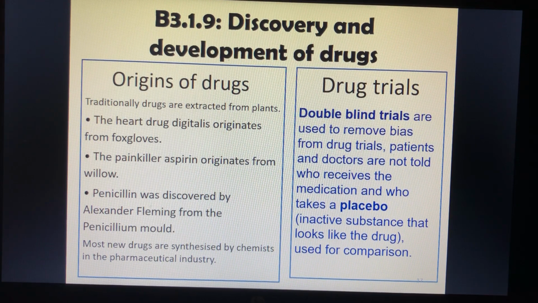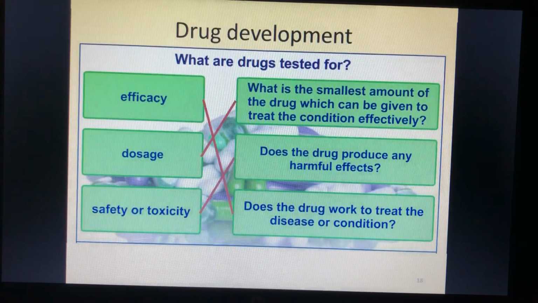And in that one, the patients still wouldn't know who got the drug and who got the placebo. And then the third alternative is an open trial, where everybody knows they've got the drug and we're just seeing, is that drug going to do the job?